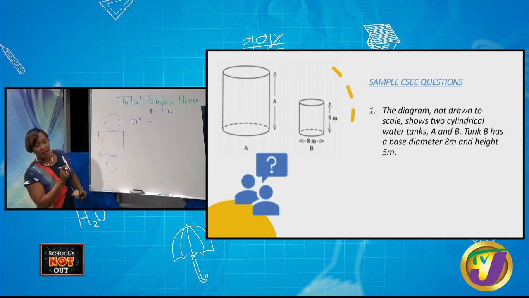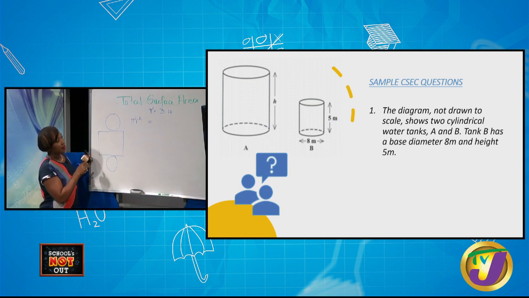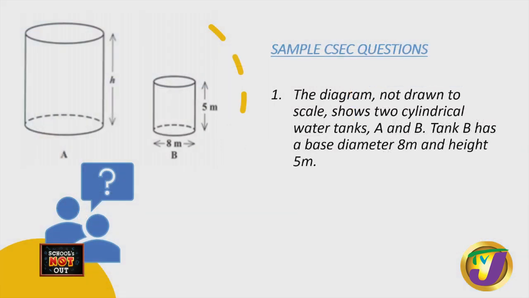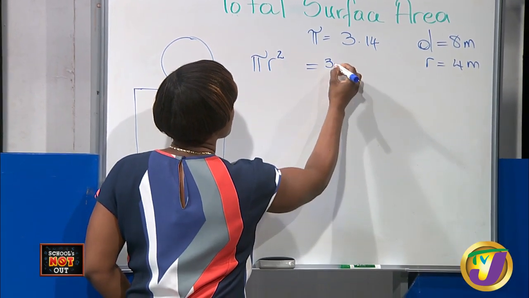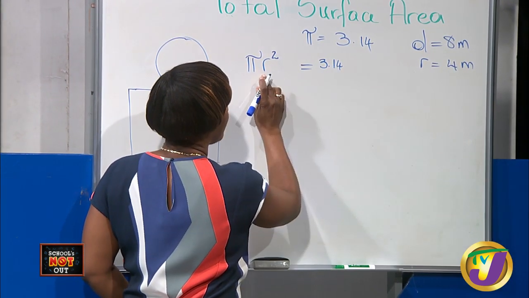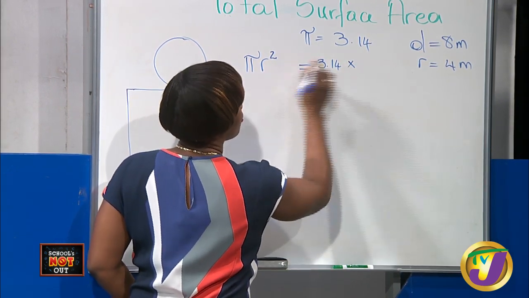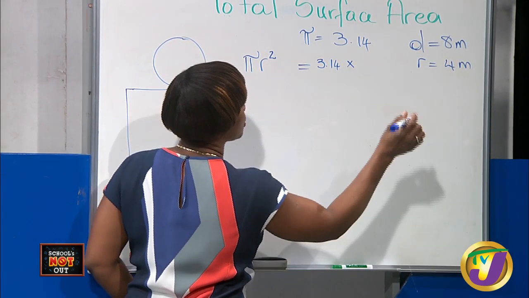Now what is the radius of this? Remember it's B, so B has 5 for the height and 8 for the diameter. So what is the radius in this case? Remember now, the radius is half the diameter. So we know that if the diameter is equal to 8 meters, then the radius is correct. It's 4 meters, it's half the diameter. Great, so let's substitute. So we'd have 3.14 for pi, and we'd have to multiply the radius by itself because that's what that square means.